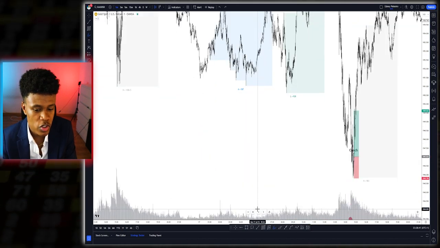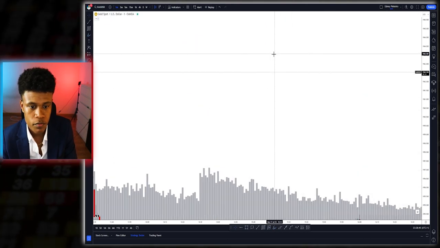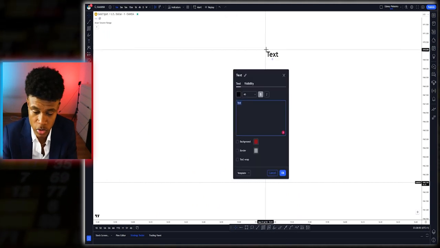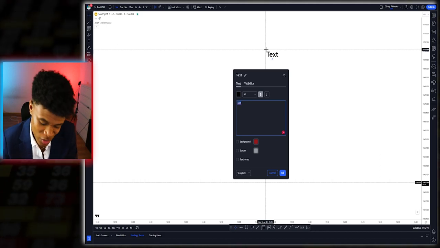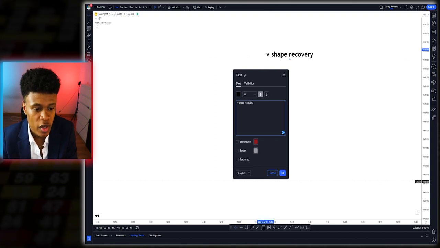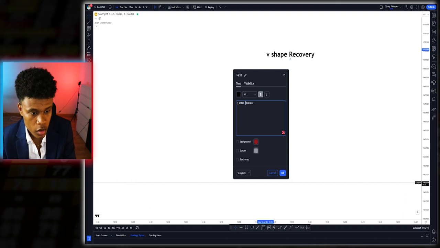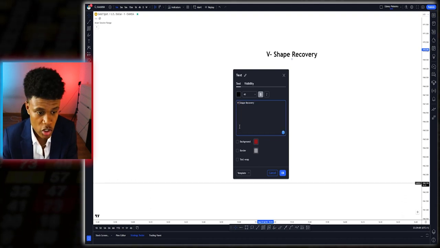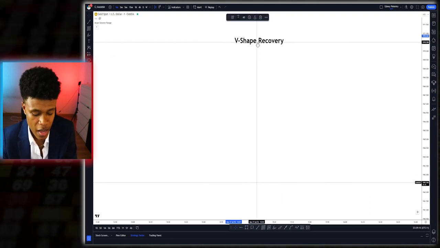So let me just resume everything again for you guys. Okay, let's go to a white space so I can resume everything for you guys again. So if you want to take trades using V-shaped recovery, you need to pay attention to some things. One of those things you need to pay attention to is uncommon volume.